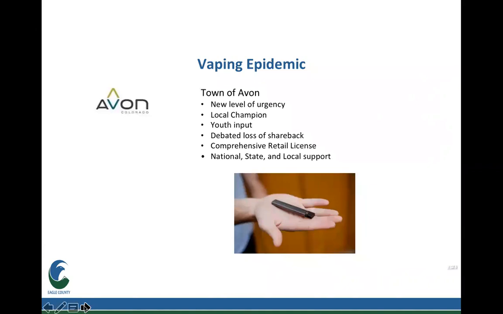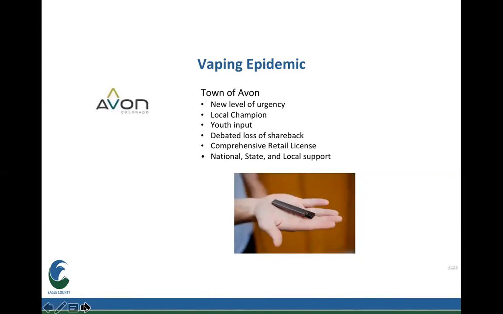The shareback was a bit debated in Avon. They are kind of in the same boat as Aspen in terms of having a pretty healthy tax revenue base as it is. And so they voted to include cigarettes and go for a comprehensive tobacco retail license, despite losing their shareback. And then they also decided to put a tax question on the ballot, and again worked with our national partner to hammer out the details of that. That was passed in August last year and went into effect January 1st of this year.